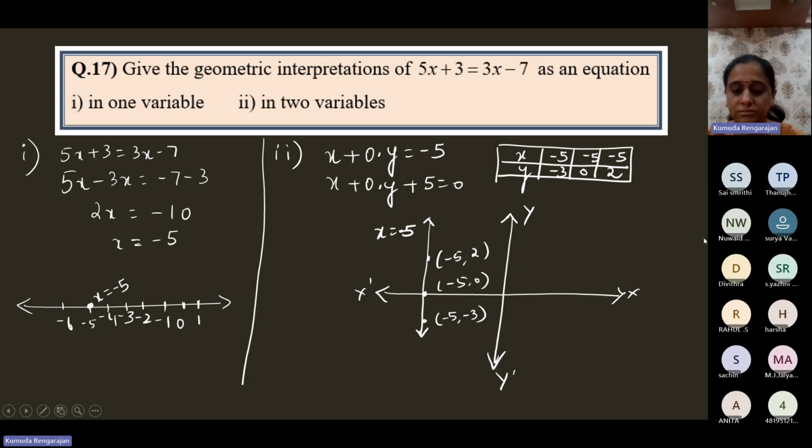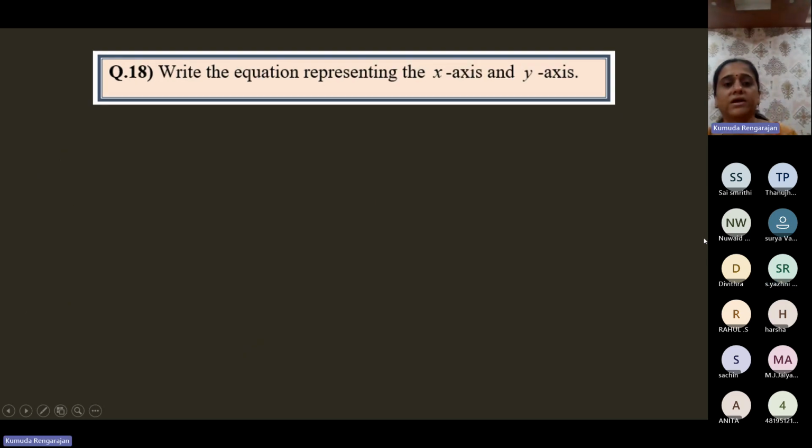Okay, next one. Write the equation representing the x-axis and y-axis. Answer. What is the equation representing the x-axis?